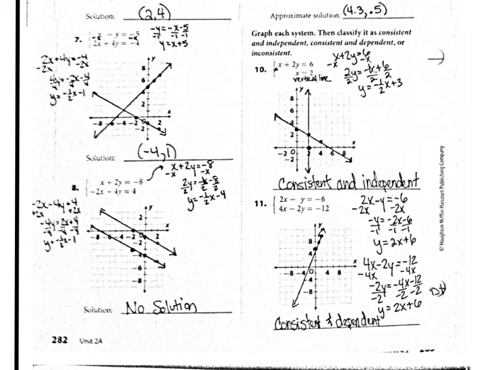Number 11, the lines ended up being the same, 2x plus 6, which means it is consistent because it does have solutions, and it's dependent because it's the same line, they depend on each other. And remember, if they did ask you for the solution, this one would be infinitely many.